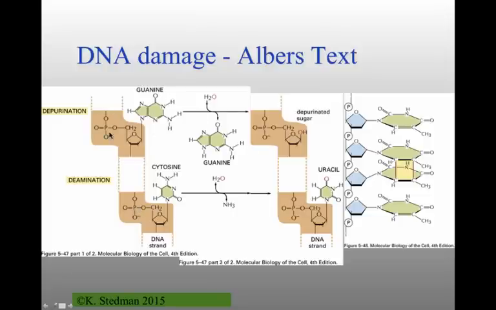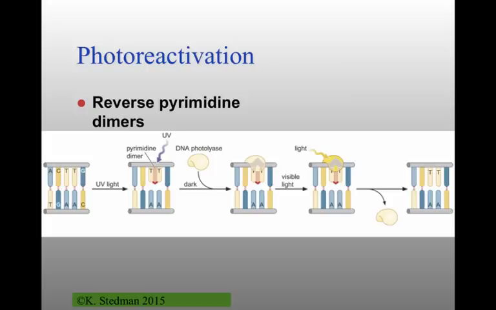Again, you've got depurination of guanine and deamination of cytosine. What do you end up with? You have a ribose that has nothing attached to it, or you have a ribose that has uracil attached to it. Or again, this thymidine dimer stacked on top of each other, and again, clearly messing up the structure of your DNA.